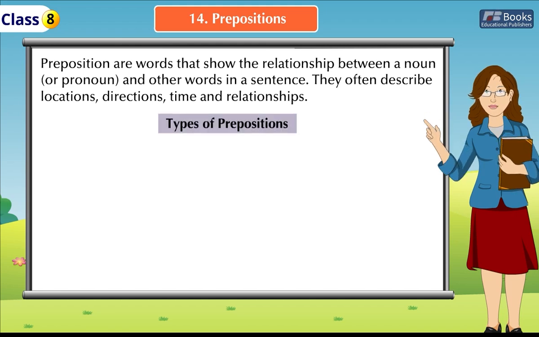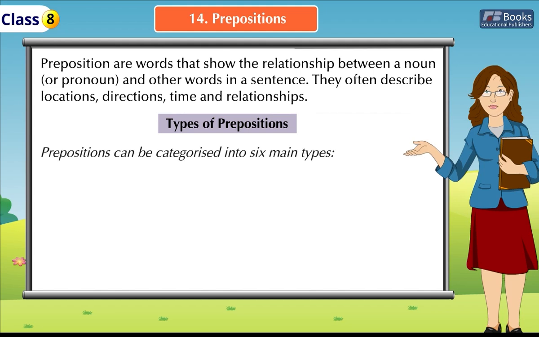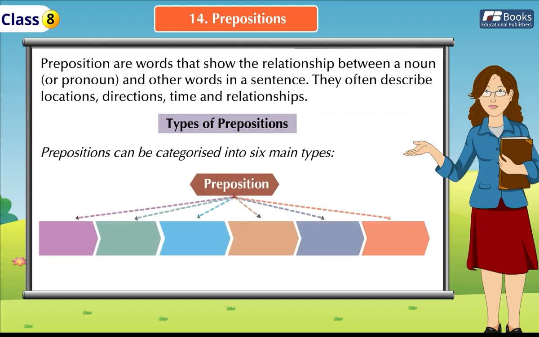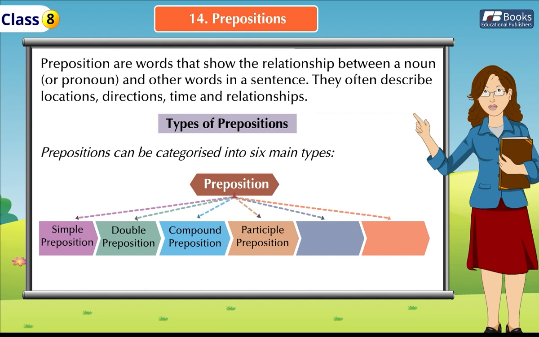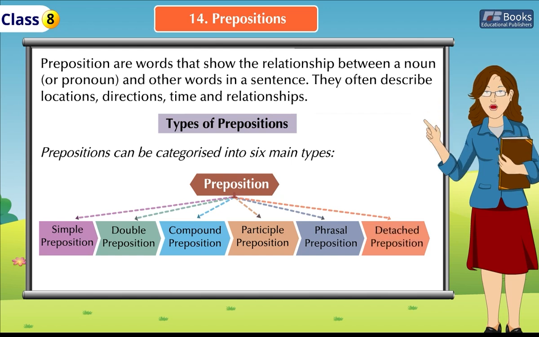Types of prepositions. Prepositions can be categorized into 6 main types. Simple preposition. Double preposition. Compound preposition. Participle preposition. Phrasal preposition. Detached preposition.